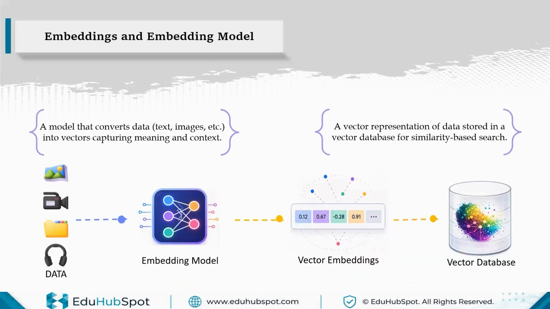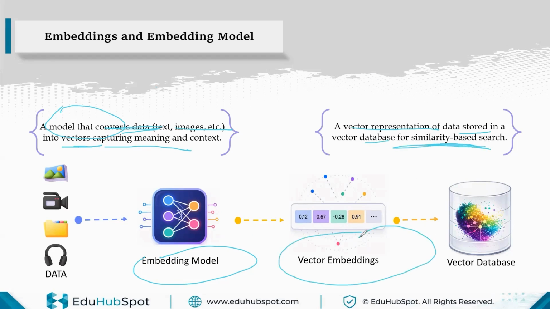So now I guess we have a clear understanding about what is embedding and what is embedding model. So basically, a model that converts the data, that is text, images, etc., into vectors and capture the meaning and context is called an embedding model. And a vector representation of data stored in a vector database for similarity based search is called vector embedding. Now, this is exactly what gets stored inside a vector database, guys. These embeddings, which represent the meaning of data in a numerical form.